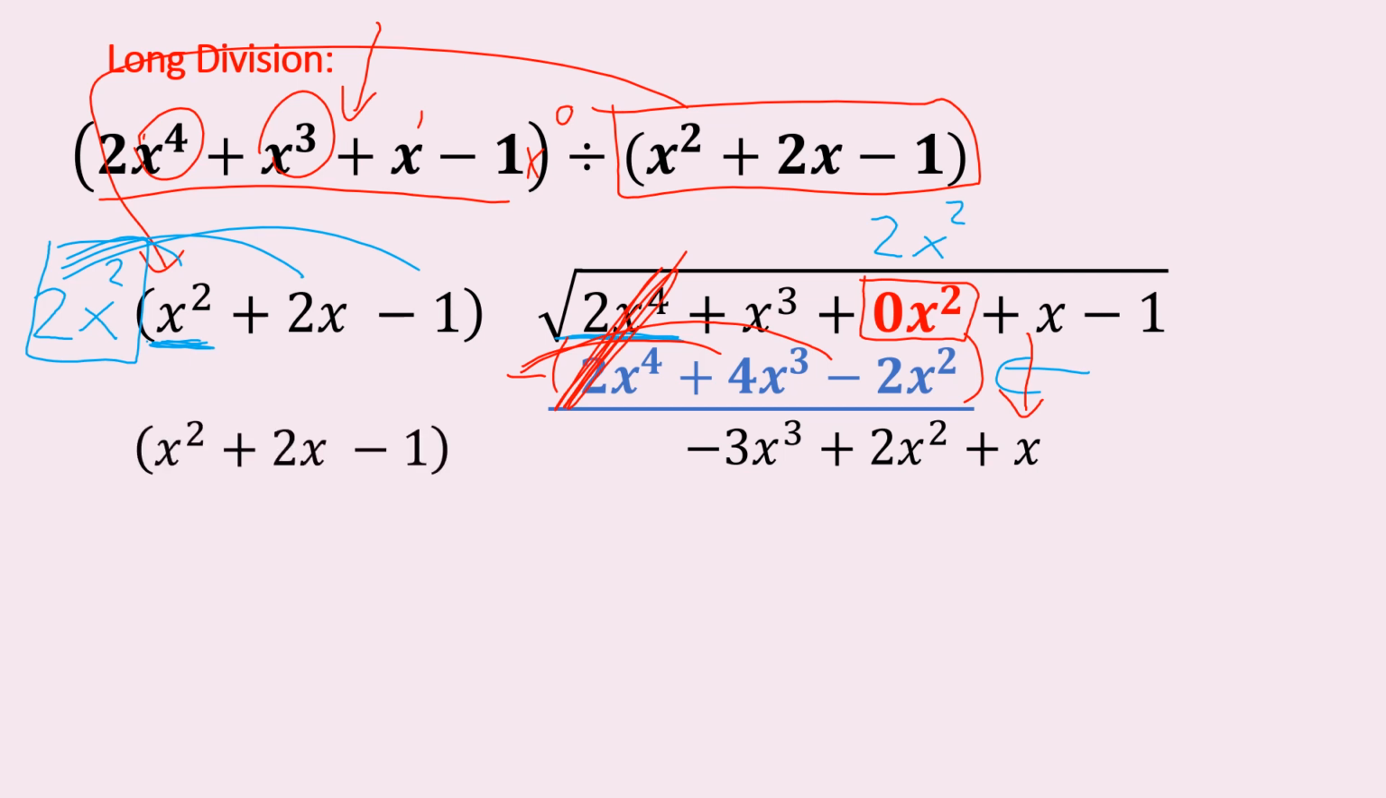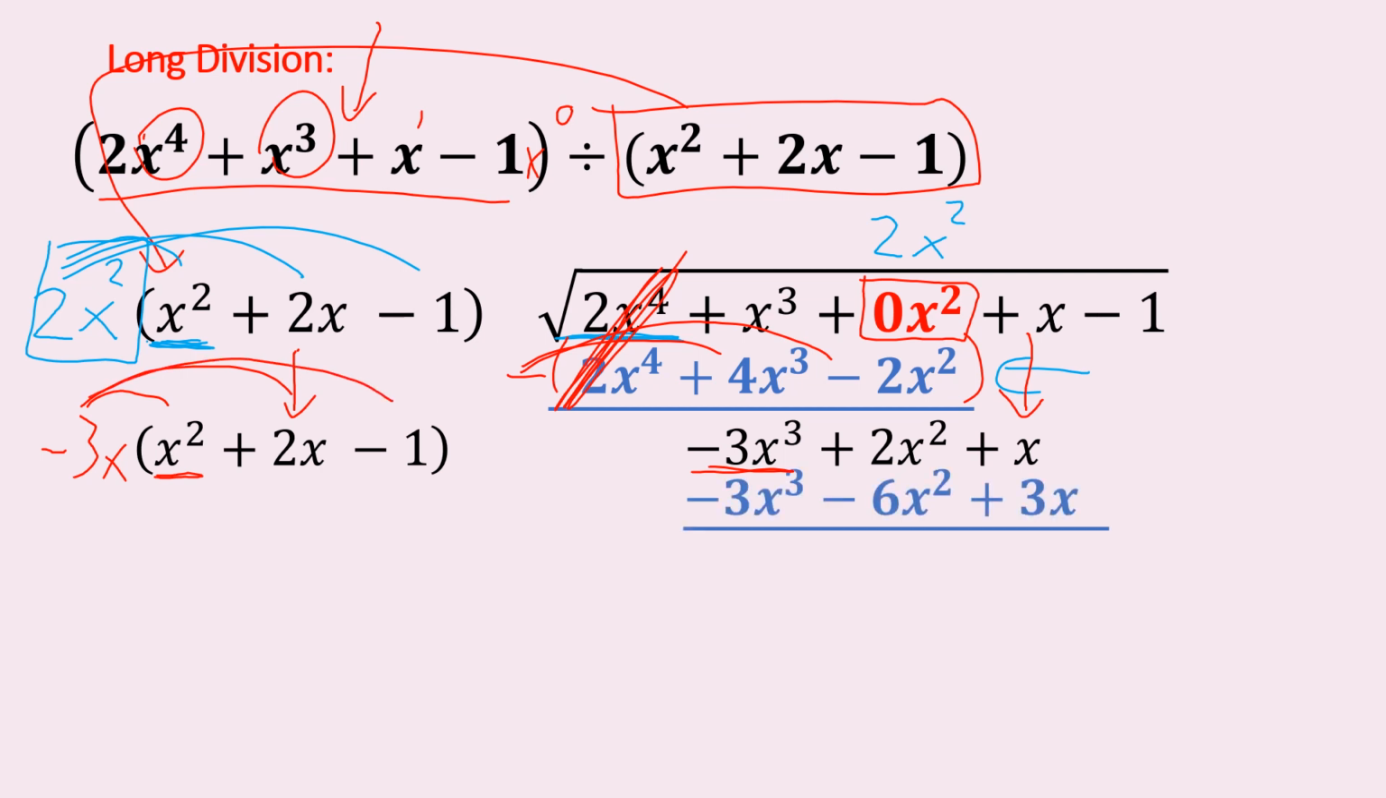Now we're just going to do the same thing over again. All right, I've rewritten this polynomial here, and we want to make this match this first one. So this time we need a negative 3x. When we multiply that in, that'll turn it into a negative 3x cubed minus 6x squared plus 3x. After that, subtract them. These always cancel. Minus a negative, so here we're going to have a plus. That'll give us 8x squared. x minus 3x is negative 2x. Copy down that 1.